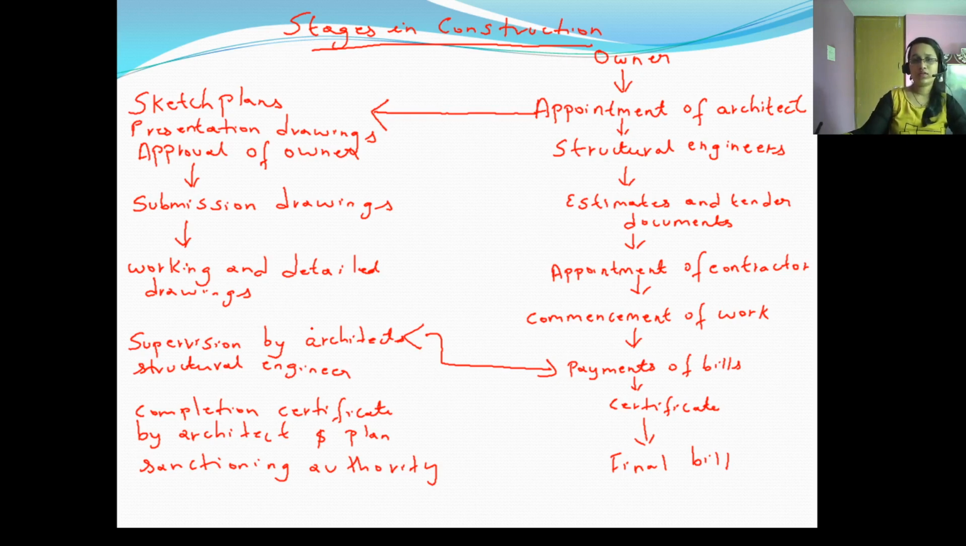When all this work is done, only then can the payment of bills be done. Then finally the completion certificate will be given by the architect and the plan sanctioning authority. So these are the various stages in the construction process.